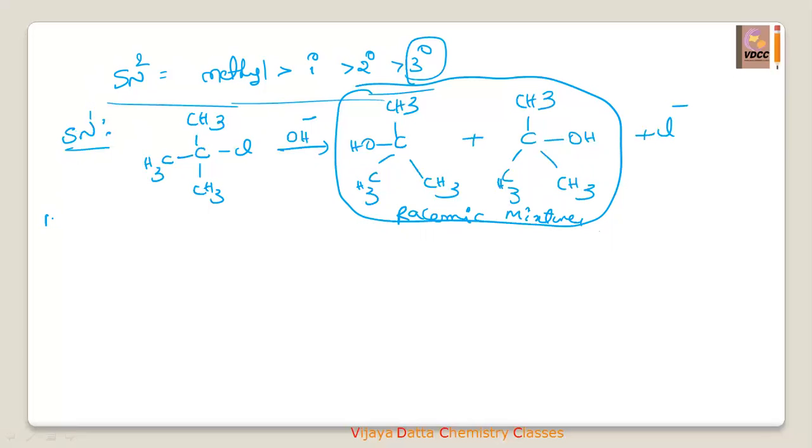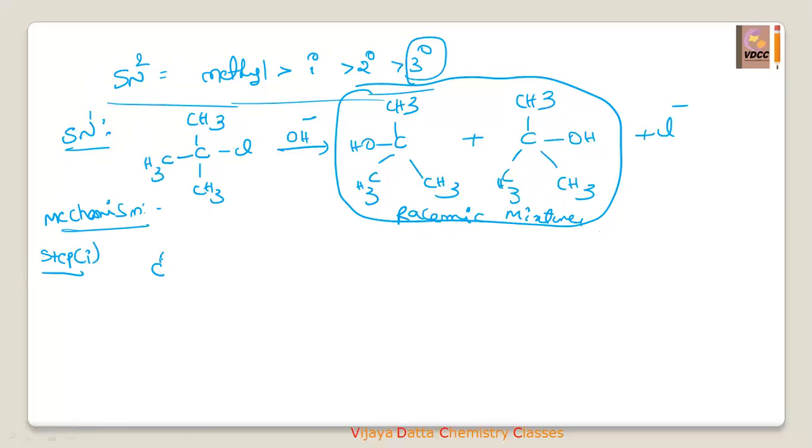Let us see the mechanism. The SN1 reaction is not a single step mechanism like the SN2 reaction. It is a two-step mechanism. That is nothing but SN1 is a two-step mechanism. Then what happens in the first step? Let us see step 1.